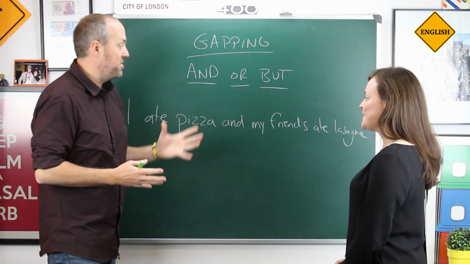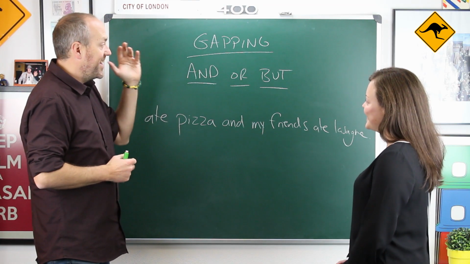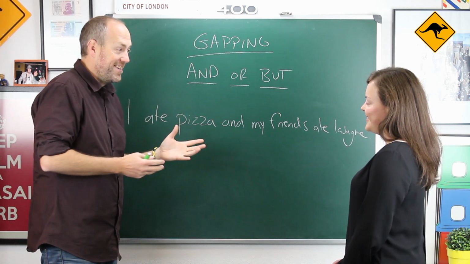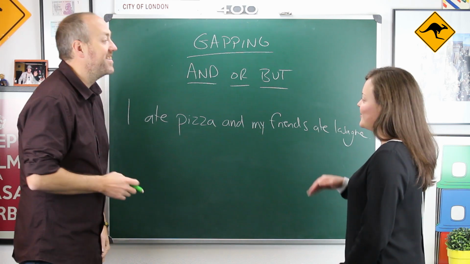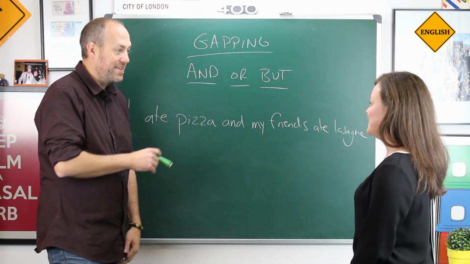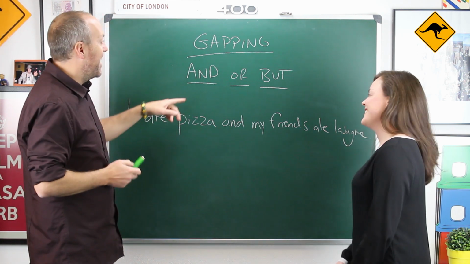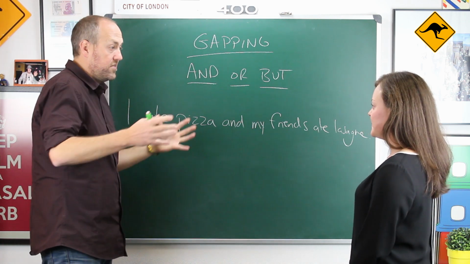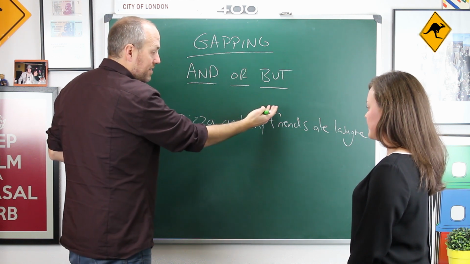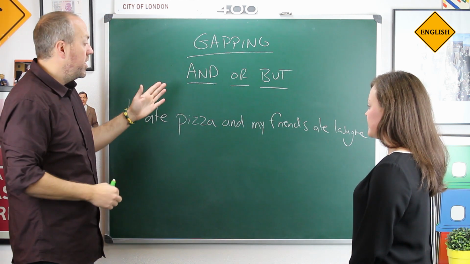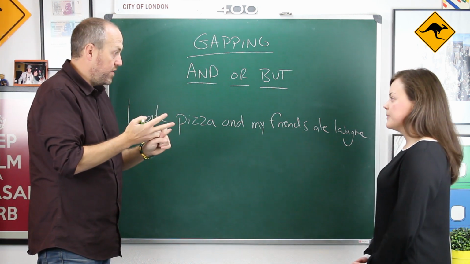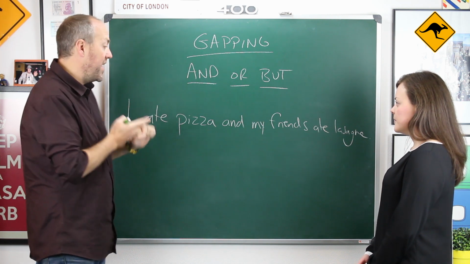The first type of ellipsis is called gapping. A gap is a space, right? Yes. Like if you go to London, you can listen on the underground: mind the gap. Exactly. So if you have a sentence with a conjunction, and, or, but, these three conjunctions, what we can do is eliminate any verbs or adverbs or auxiliaries that are identical.